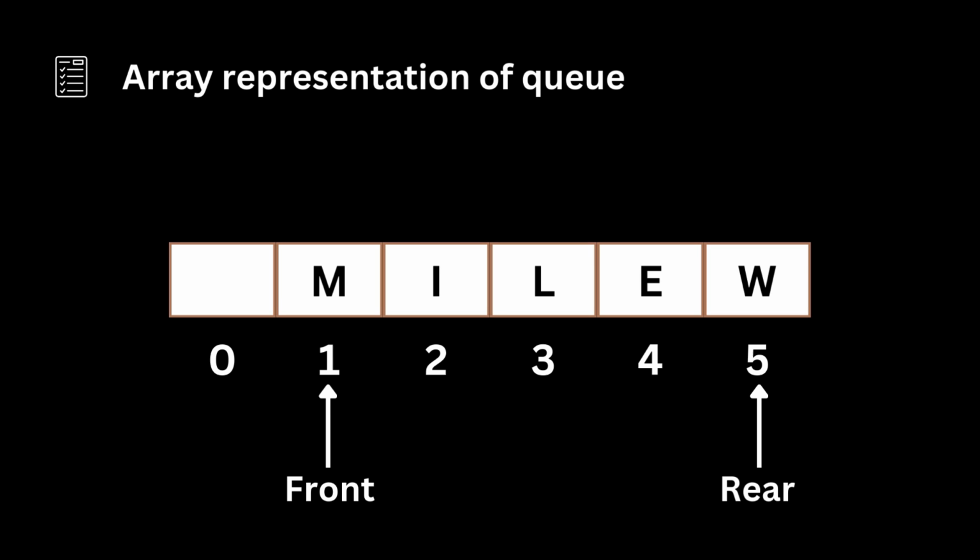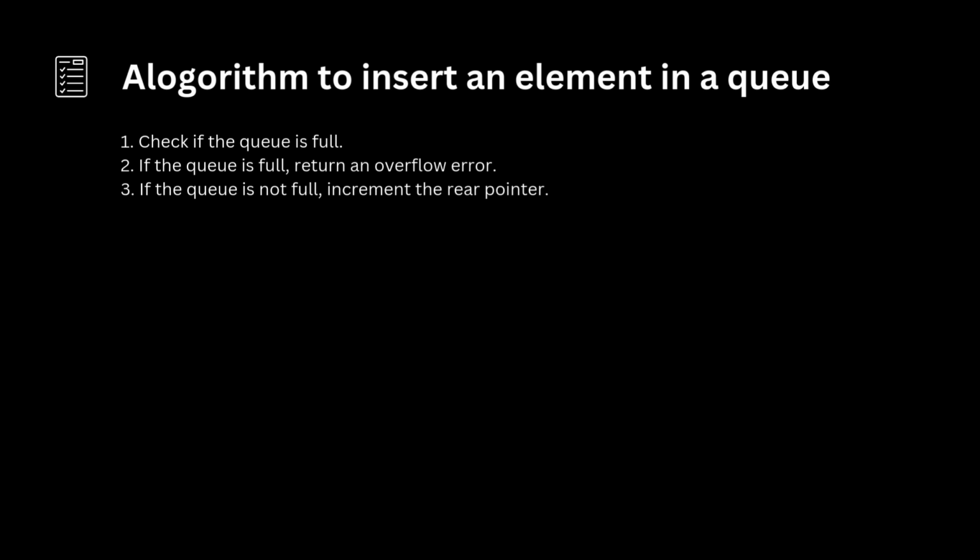Next, we will see an algorithm to insert an element in a queue. First, we will check if the queue is full. If the queue is full, return an overflow error. If the queue is not full, increment the rear pointer. Insert the new element at the rear position. So here is the algorithm.